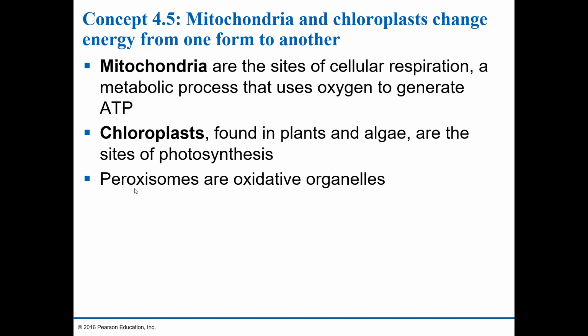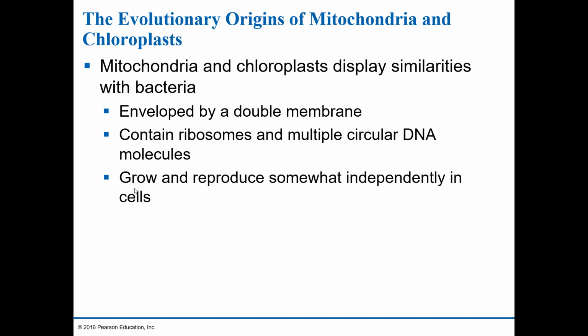Plant cells do actually have mitochondria. And then there's another thing called a peroxisome. They're oxidative organelles. We'll get into those a little bit more. So mitochondria and chloroplasts display some similarities with bacteria. They are enveloped by a double membrane, so they have two parts of their membrane, just like that nuclear envelope did.